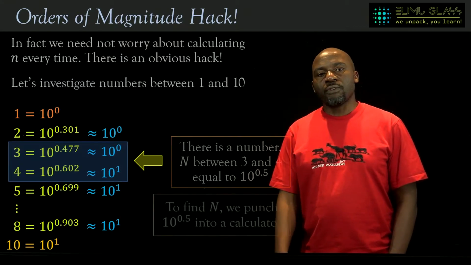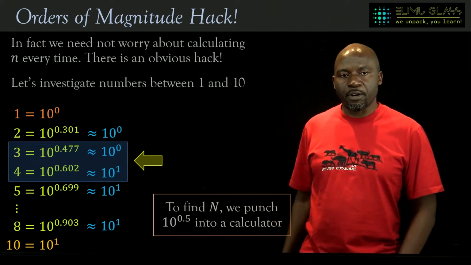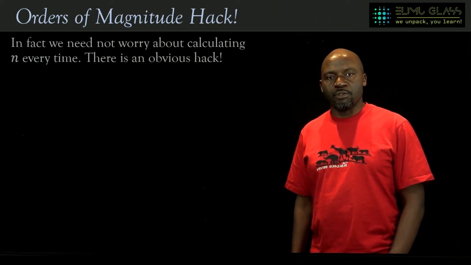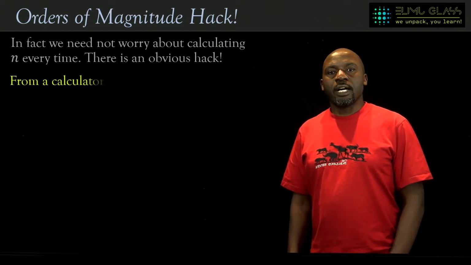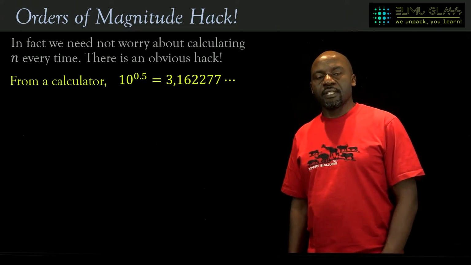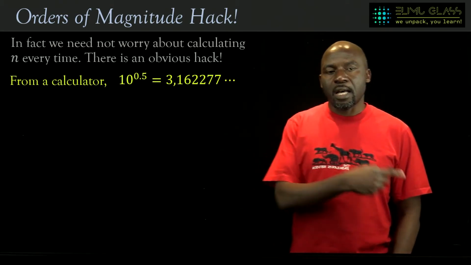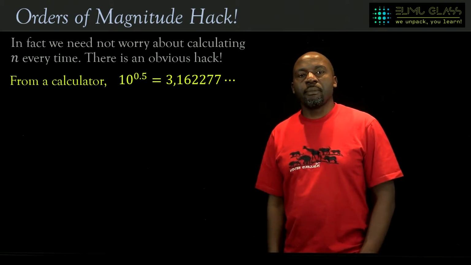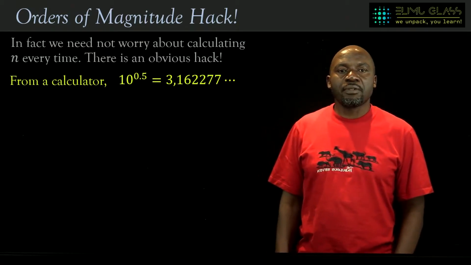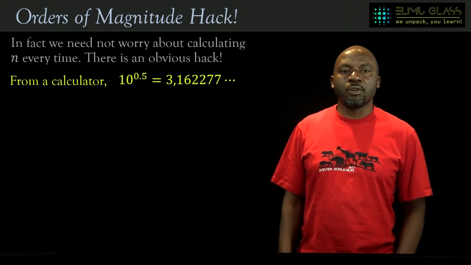Okay? So to find this number, all you need to do is to type in 10 to the power of 0.5 in your calculator. That should not be very difficult. And when we do that, we will find that 10 to the power of 0.5 is in fact 3.162277, and it continues. We don't need to remember all of it. If we can remember 3.162, that will be good enough.